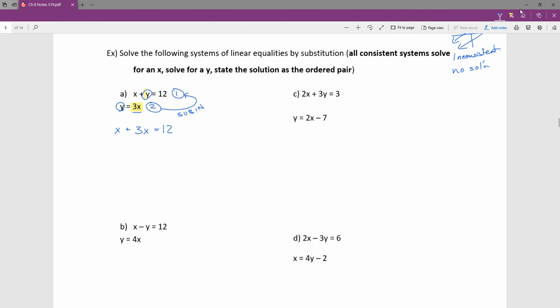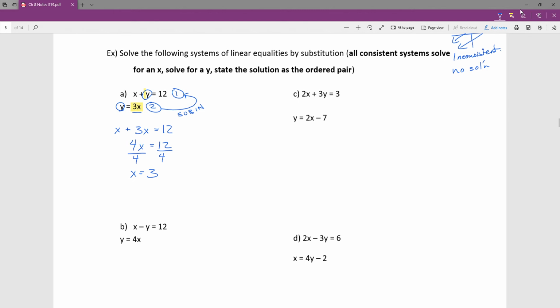So now that I've done this, I've made a new equation and I've eliminated one of my variables. I know how to solve these things now. So I would have x plus 3x. That would give me 4x equaling 12. And solving for x, I divide by 4 on both sides, and I get that x equals 3. Now, if we can remember about consistent systems, if we get a value for x, that means we're only halfway there. Now we have to solve for y.